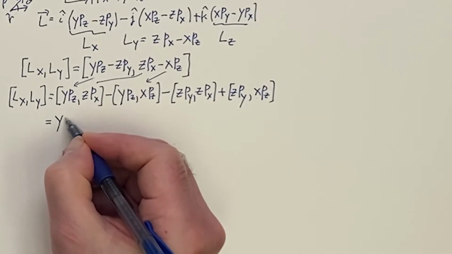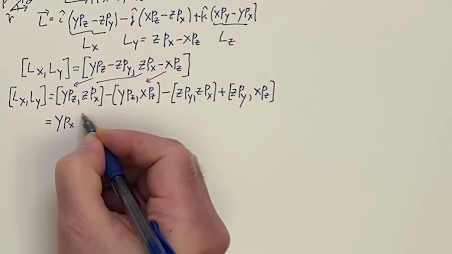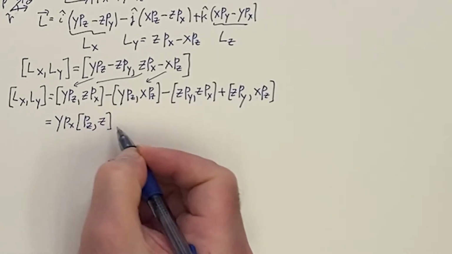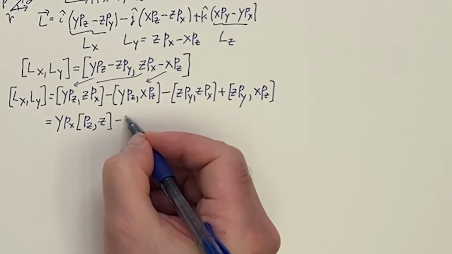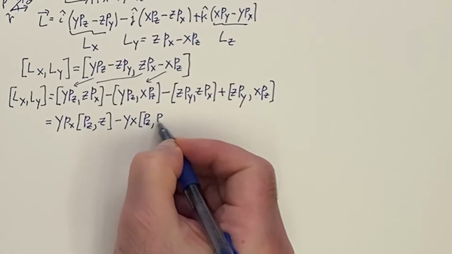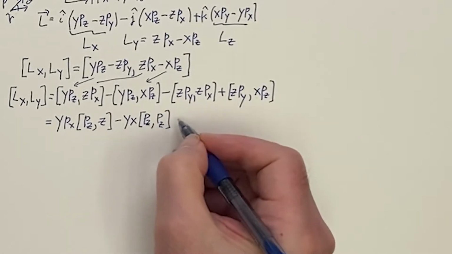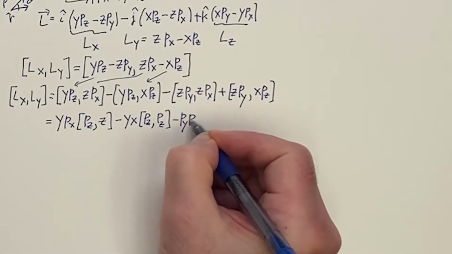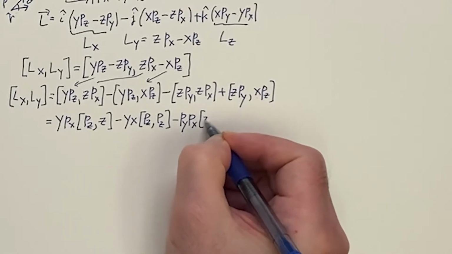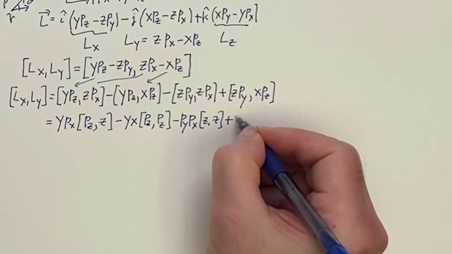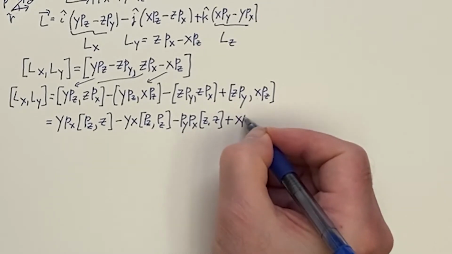Because there's 2 z's in there, so we can bring this out, have this, and then we can take out here the y and the x, and then have the pz's. And then here we can take out the py and the px, and have the z with the z. And then the last one is the x and the py.